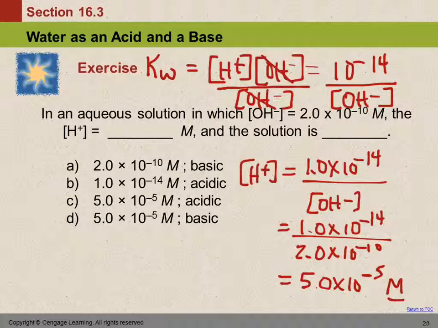Is this solution going to be acidic or basic? Acidic. Okay, because let's look at the hydrogen ion concentration. Compare it to neutral, which would be 10 to the minus 7. Is 10 to the minus 5 greater than 10 to the minus 7? It is. So this has a higher hydrogen ion concentration, so it's an acidic solution, and so this is the correct answer. They both have 5 times 10 to the minus 5, but this one has that answer correct.